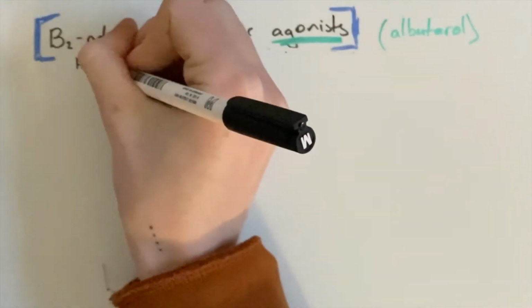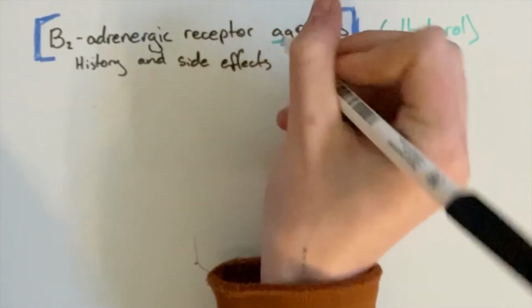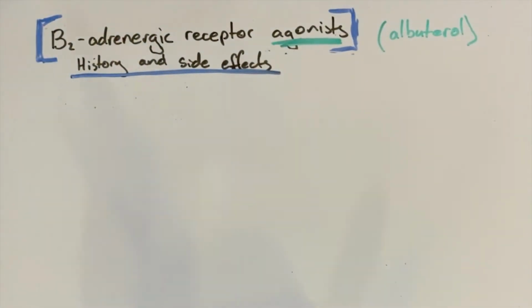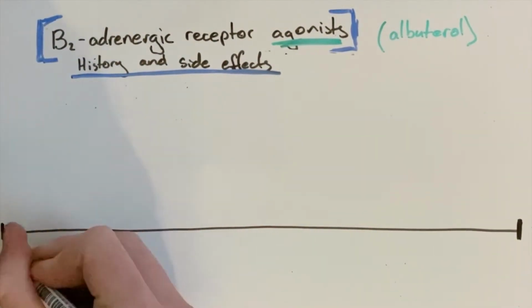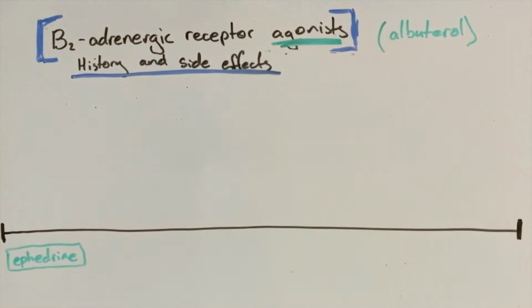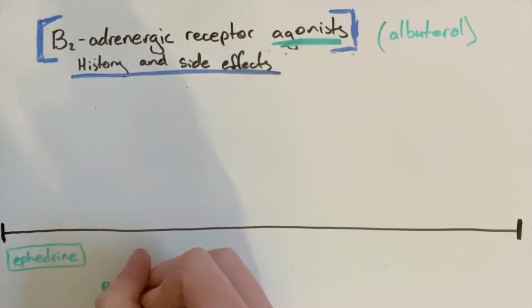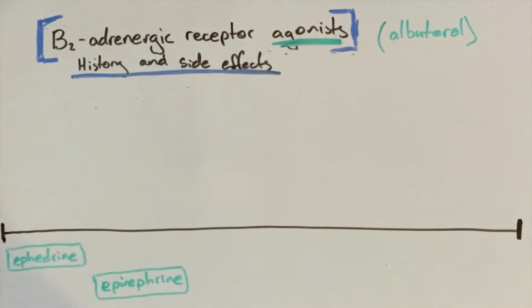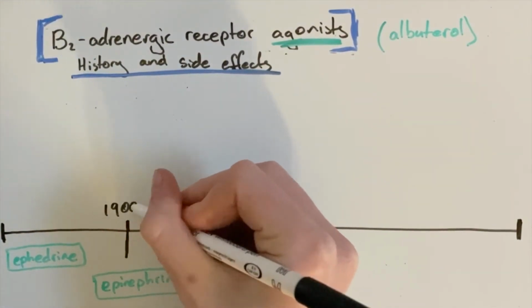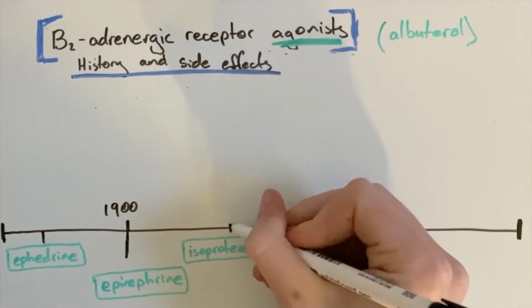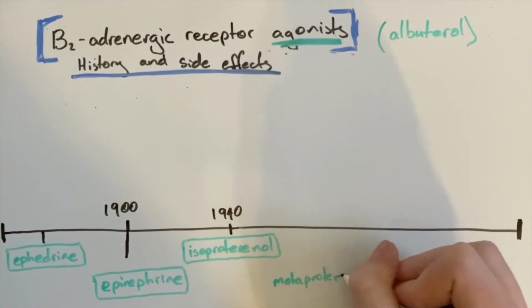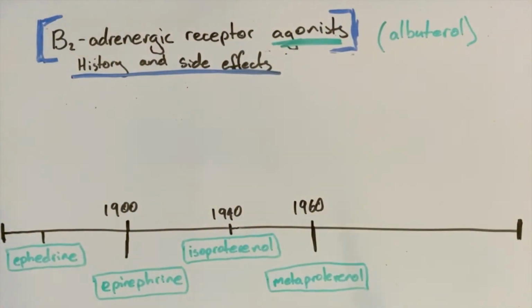The history of beta-adrenergic receptor agonists begins over 2,000 years ago with ephedrine, when it was extracted from the plant Ephedra equiseta in traditional Chinese medicine and used to treat respiratory symptoms in the short term. By the 1900s, epinephrine had been discovered and isolated by an American physiological chemist. Then comes isoproterenol in the 1940s and metoprolol in the 1960s.